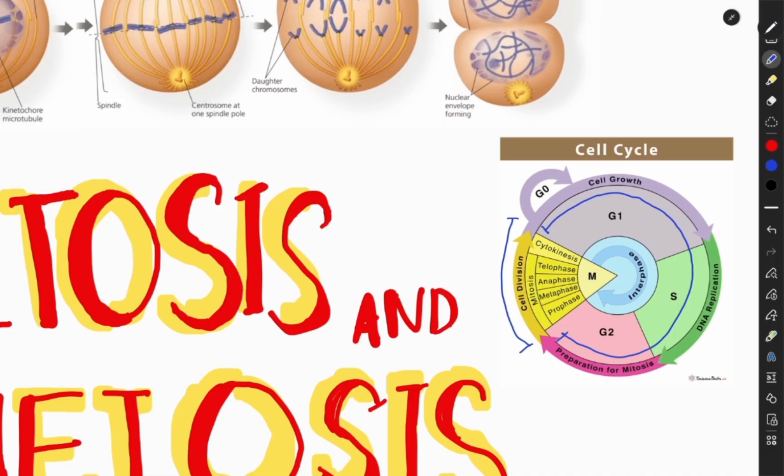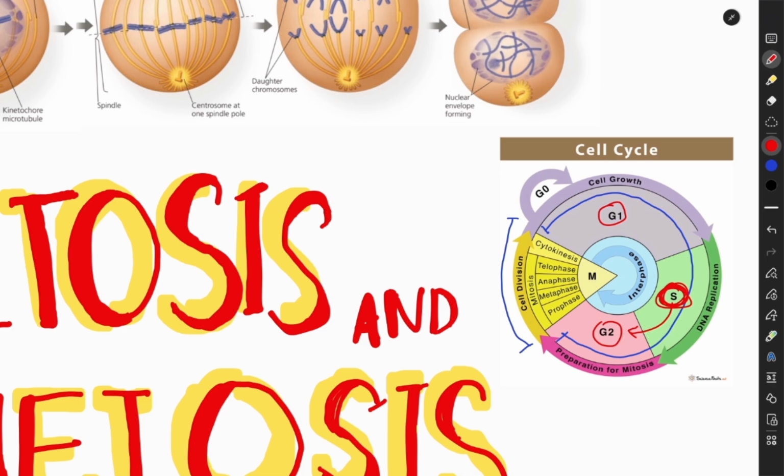Interphase is the longest part of the cell cycle and is divided into G1, S, and G2 phase. During G1, the cell grows and carries out its normal function. And in the S phase, its DNA replicates, so each chromosome is duplicated. And by the time the cell reaches the G2 phase, it has fully replicated its DNA and continues to grow while producing the proteins and organelles needed for cell division.